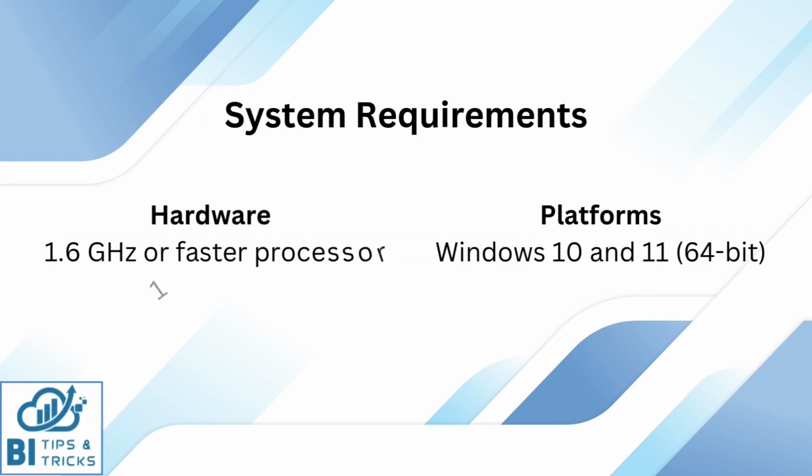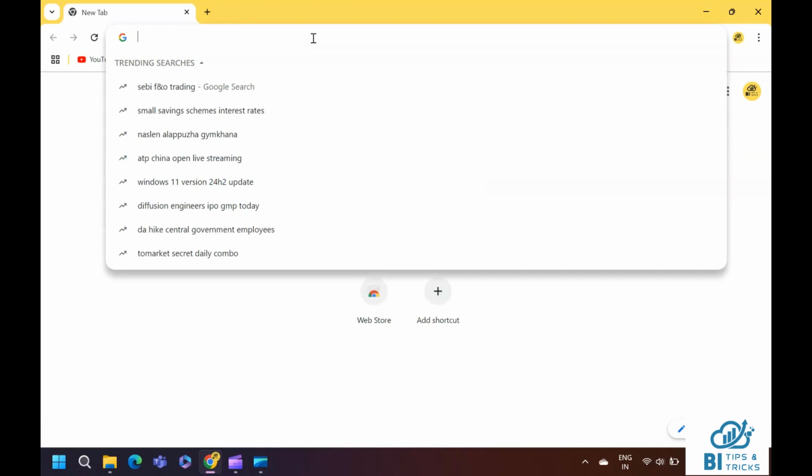These are the minimum system requirements to install Visual Studio Code. We need to have a minimum 1.6 GHz or faster processor and 1 GB of RAM, along with Windows 10 or 11, 64-bit. Let's download Visual Studio Code.